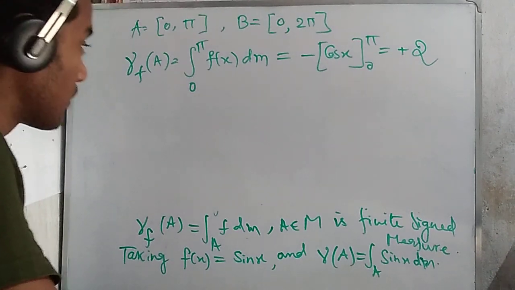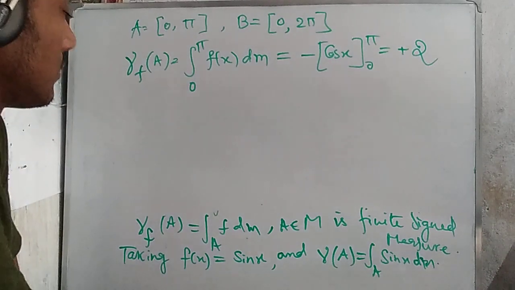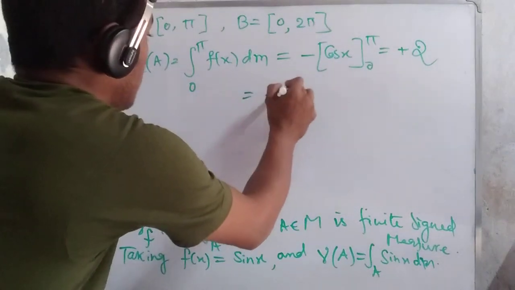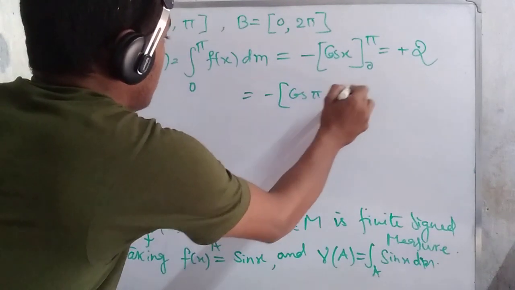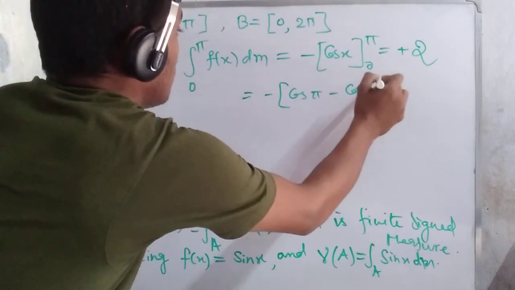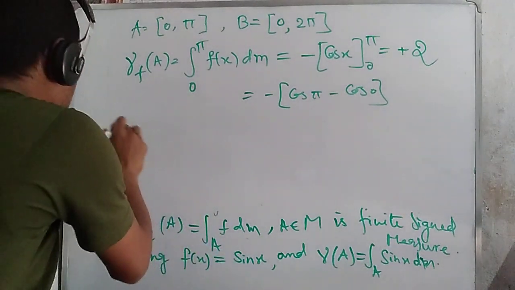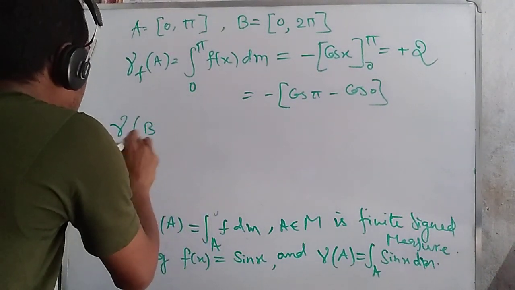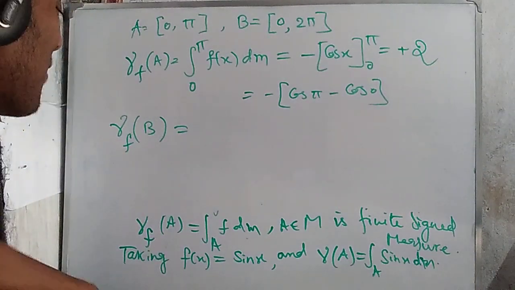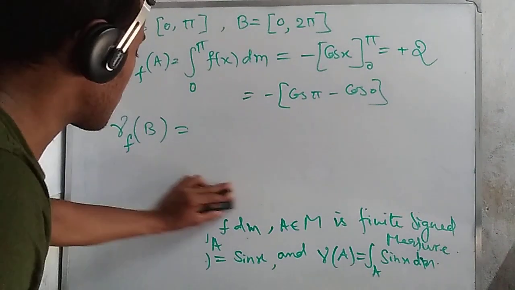Okay, here we write it better: cos pi minus cos 0. Next, again we write gamma f b. Okay, gamma f b, we erase the lower portions now.